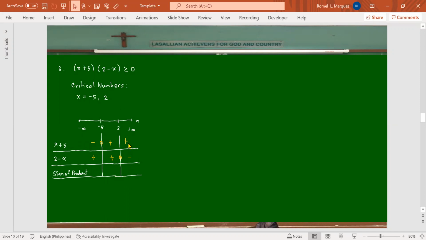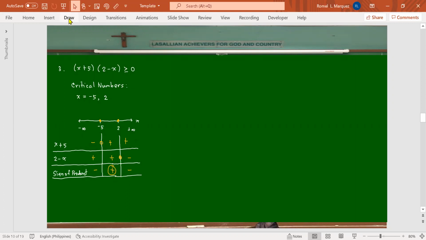Positive times negative, negative. Positive times positive, we are multiplying this. Positive times positive, positive. Negative times positive, negative. What do we want, children? We want greater than or equal to, meaning negative 5 and positive 2 are included. Is that clear? And we want it positive, so this is the answer.